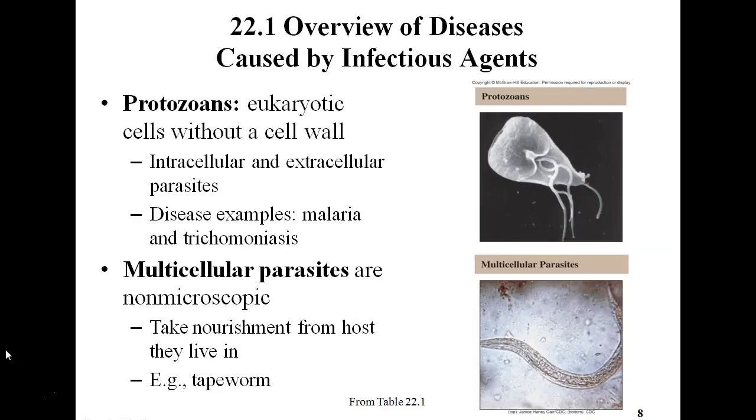Another possible foreign invader is protozoans. These are eukaryotic cells without a cell wall, and they are a little bit larger than some of the creatures we've been talking about so far. We also have multicellular parasites. These are visible in a microscope, but not necessarily visible all the time with the naked eye. These multicellular parasites reside within a host from which they take nourishment.